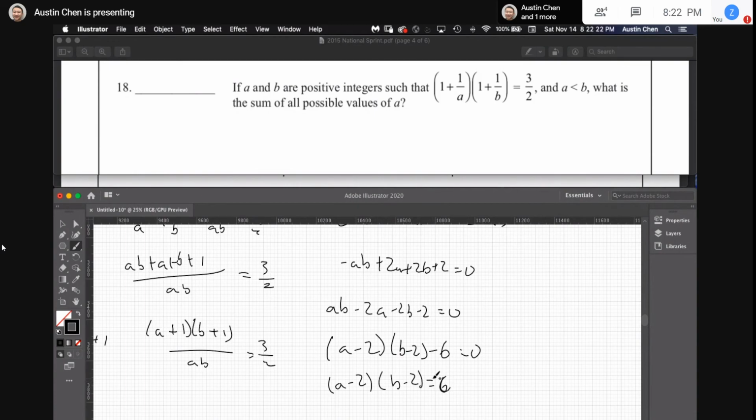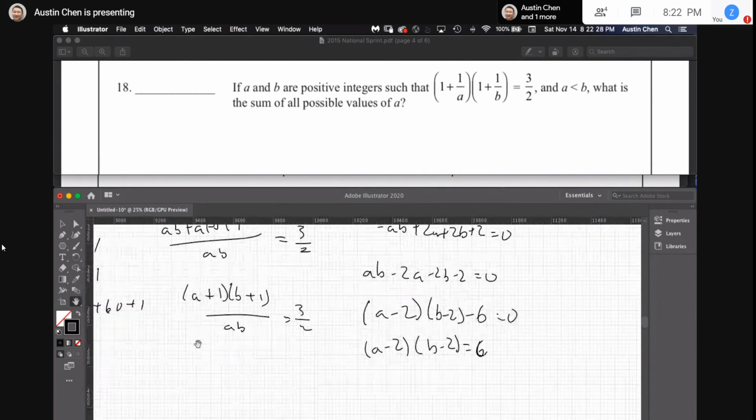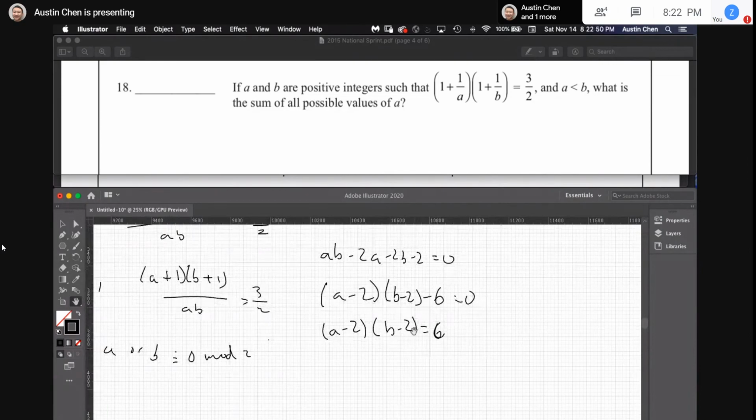So why is this better than this? Well, this, again, we have many cases, and that's not the best. Like, A or B is congruent to 0 mod 2. That helps a little bit, but we still have a lot of things to analyze, like infinite stuff to analyze. We have to find a pattern. But this is a lot better, right?